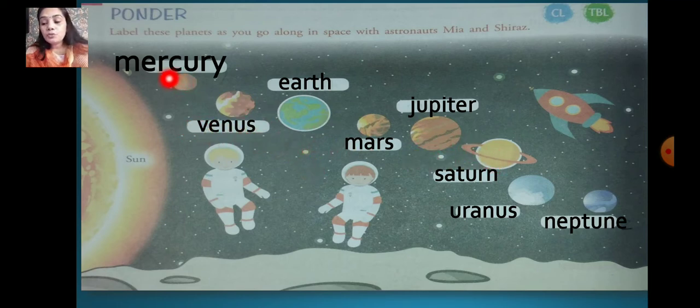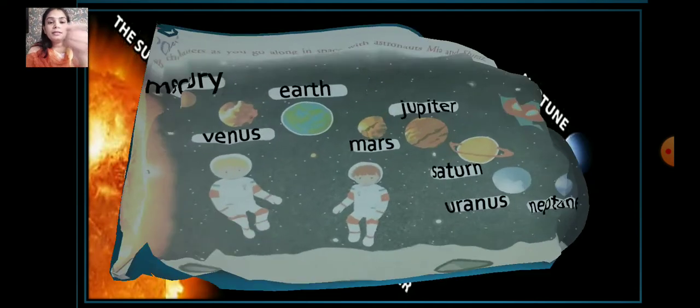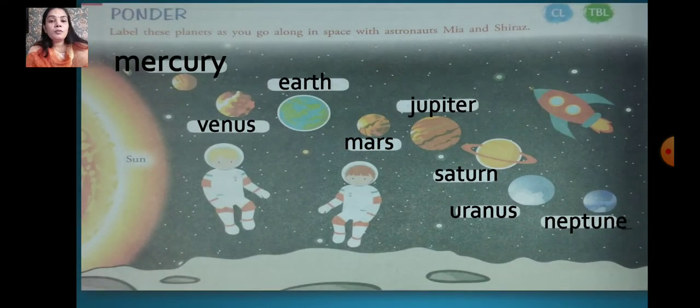The first one here is the sun. It is already named here. So you have the white color boxes here so that you can write the planet's name over there. The first one is Mercury.